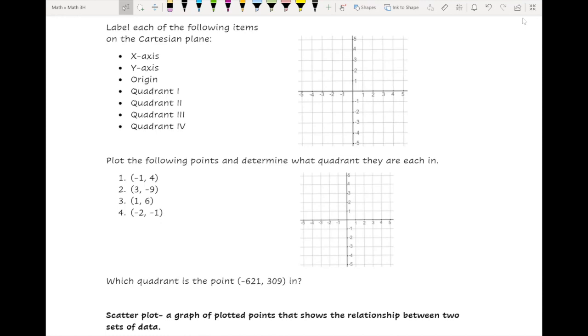Today we are going to look at key features on a graph. We've got probably the most common stuff, the x-axis and the y-axis. And then the origin is the point (0, 0). And then there are quadrants.